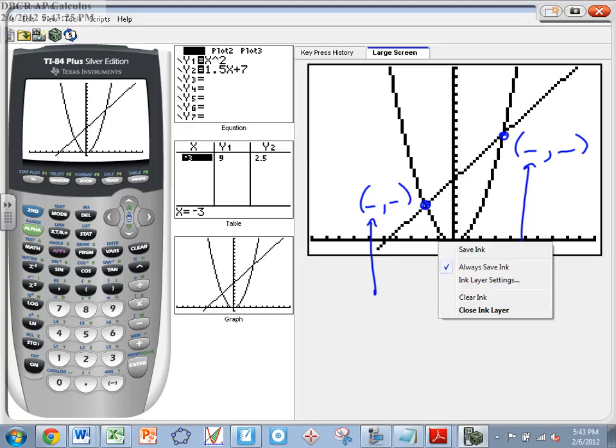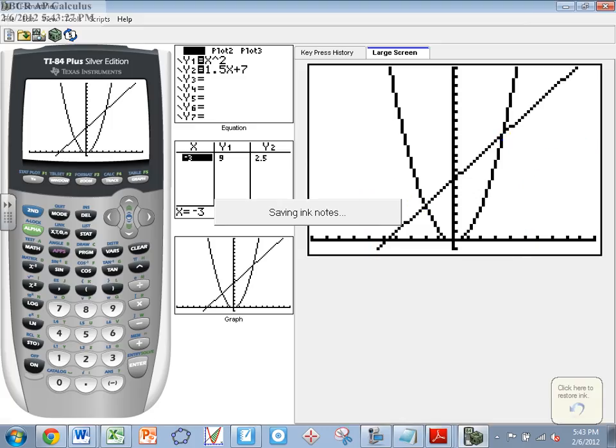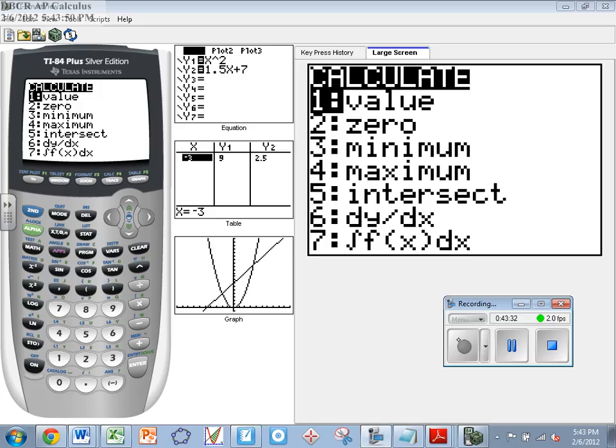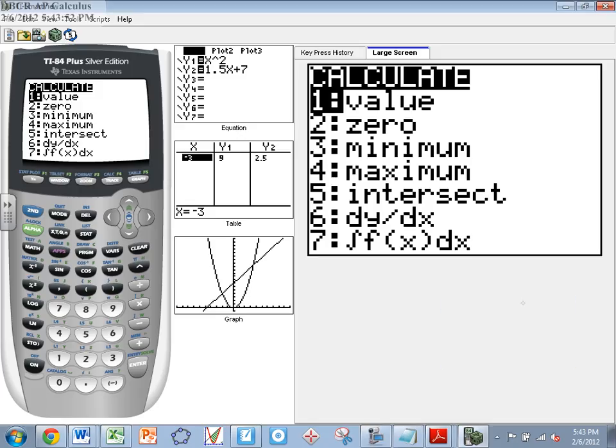So let's go ahead and go through this process. Again, we're calculating something. So press second and then calculate. Same command that earlier brought up the zero function. But now I want the intersect. So what you're going to see here is that I'm not really looking for just the zero function, but I really want to figure out what the intersect function is. So I go down to intersect now. If we can get there.